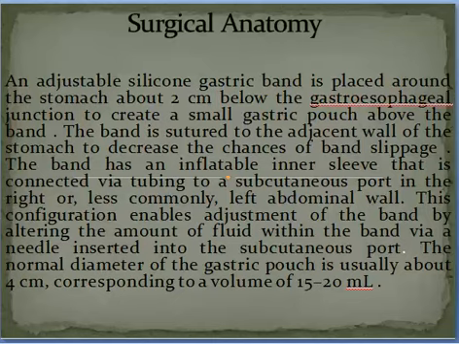This configuration enables adjustment of the band by altering the amount of fluid within the band via a needle inserted into the subcutaneous port. So we can increase the amount of banding, or decrease it or release the banding, by removing fluid from the port. The normal diameter of the gastric pouch is usually about 4 cm, corresponding to a volume of 15 to 20 milliliters.